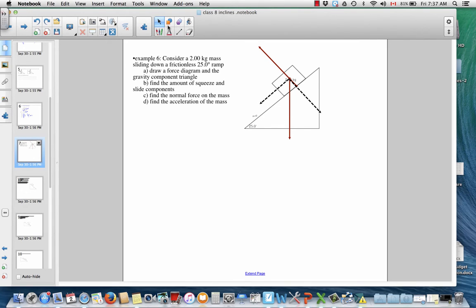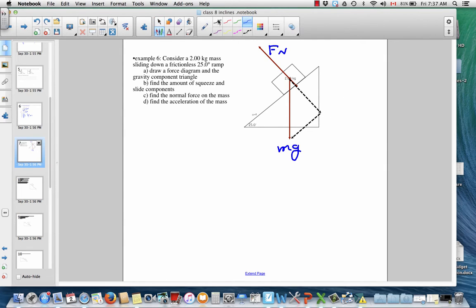All right, so now let's label those. So this is the normal force, and this is the gravity force. Those are the only two forces that act on the object. Now, we're going to resolve gravity into its squeeze component and its slide component. We do that by considering the triangle. And we note that we've just proven that this angle here is always the same as the ramp angle. So this is 25 degrees.